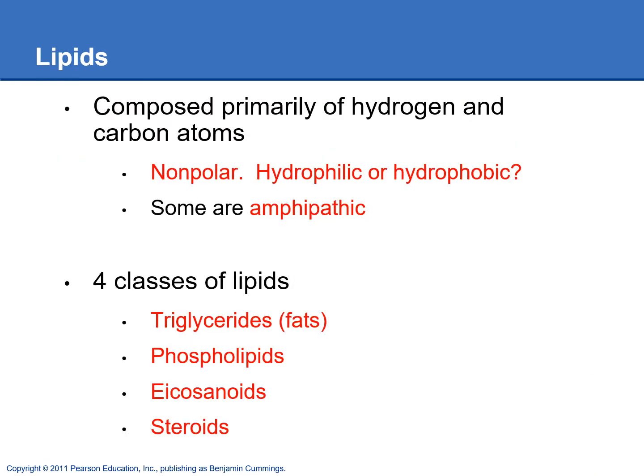Okay, our next biomolecule, these are lipids. And you can recognize lipids because they're made mostly of hydrogen and carbon. And the covalent bonds that hold together carbon and hydrogen atoms, they're going to be sharing the electrons equally. So they're going to form these nonpolar covalent bonds.